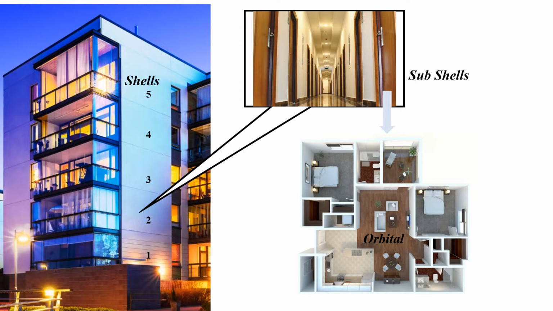The speciality of the rooms in these apartments is that each room will be occupied only by two people. That means each orbital in a subshell is occupied only by two electrons. It has a maximum capacity of two electrons. An orbital cannot have more than two electrons. So shells have subshells, the subshells are further divided into orbitals, and each orbital is occupied only by two electrons, not more than that. So this is what the quantum numbers do.